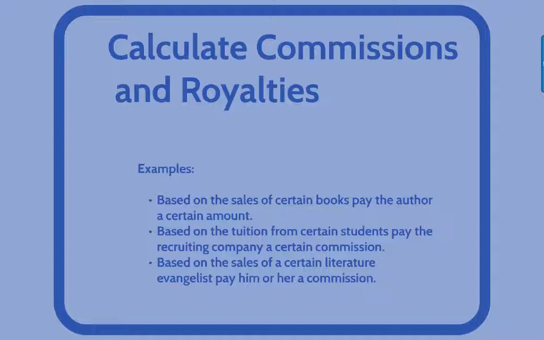But another thing that it will do is look at the expense at one location, or revenue at one location, and use that as a basis for making a related entry. For example, with commissions or royalties, where you would like to look at the sales of one book and pay the author a certain percentage of those sales, making a whole freestanding entry debiting commissions expense, a royalty expense, and crediting payable. We could pay for the certain number of students that we've gotten, the revenue from certain students. We could pay it to a student recruiting company. We could do the same with literature evangelist sales.